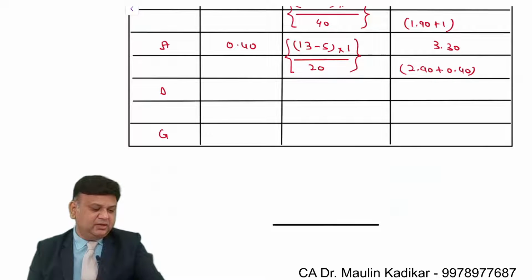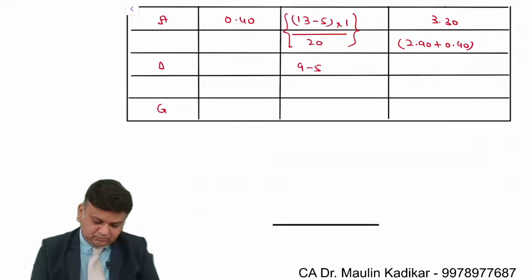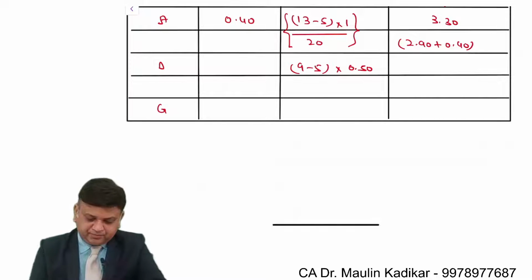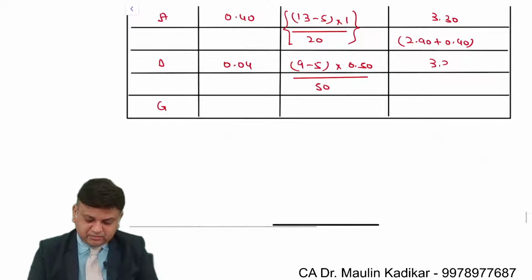For security D, it is 9. 9 minus 5 is 4 into 0.5. That is 2 divided by 50. 0.04. So the cumulative value is 3.34.